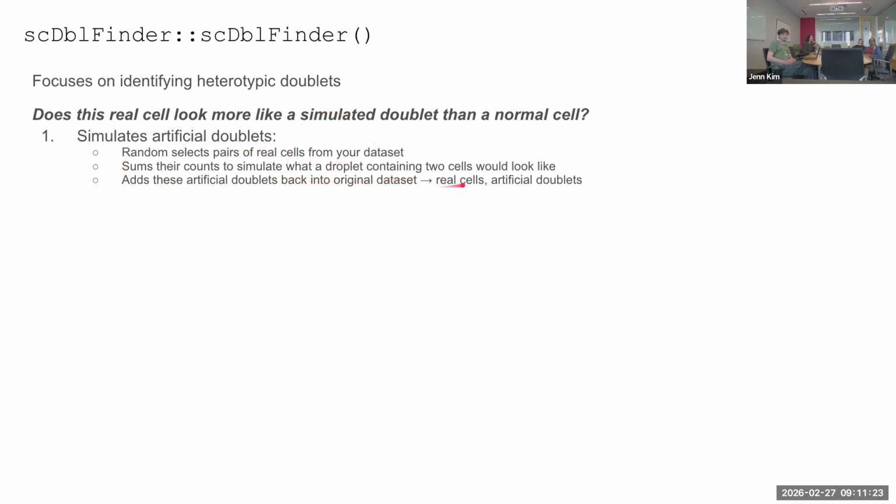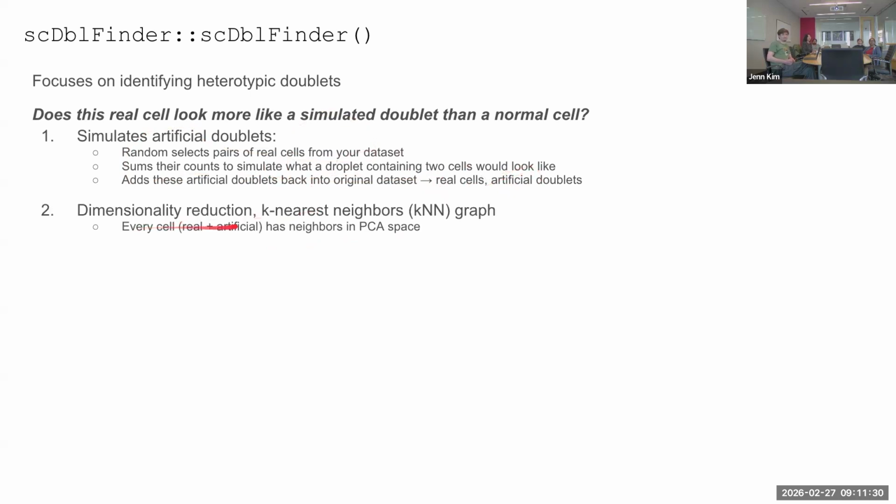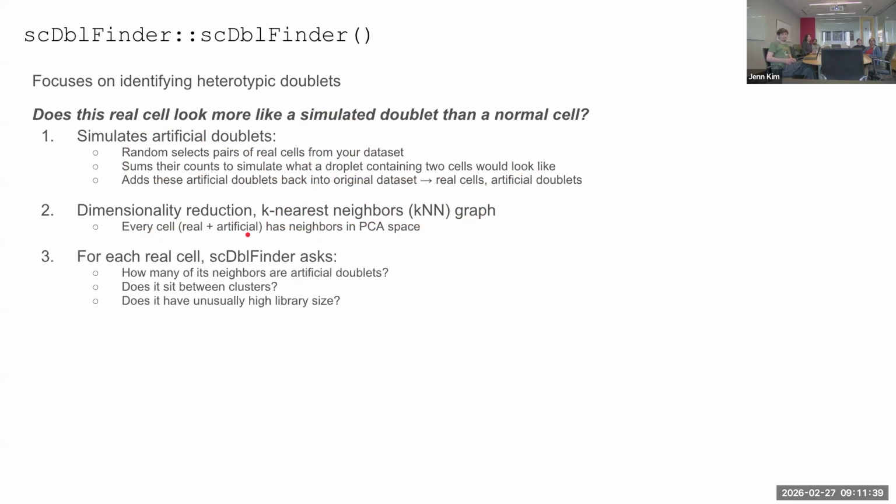So now you have a mix of real and artificial cells, or singlets and doublets. Then comes dimensionality reduction and clustering by KNN. Graph clustering is performed so that every cell, whether it's real or artificial, has neighbors in PCA space. For each of the real cells in your data set, scDblFinder will ask how many of its neighbors are artificial doublets? Does it sit between clusters? And does it have an unusually high library size?